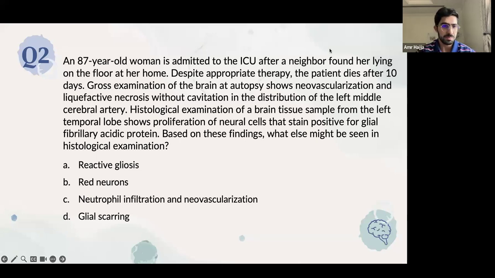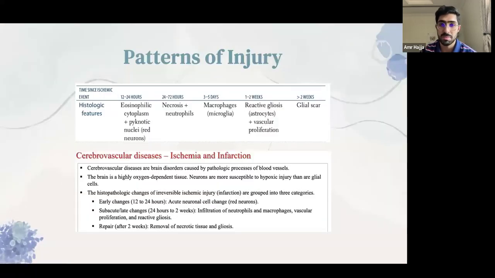Based on these findings, what else might be seen in the histological examination? So, based on this scenario, what do you think the answer might be? Yes, exactly, Sanya. It's reactive gliosis. So I'm just gonna go ahead and explain the concept of ischemic changes.